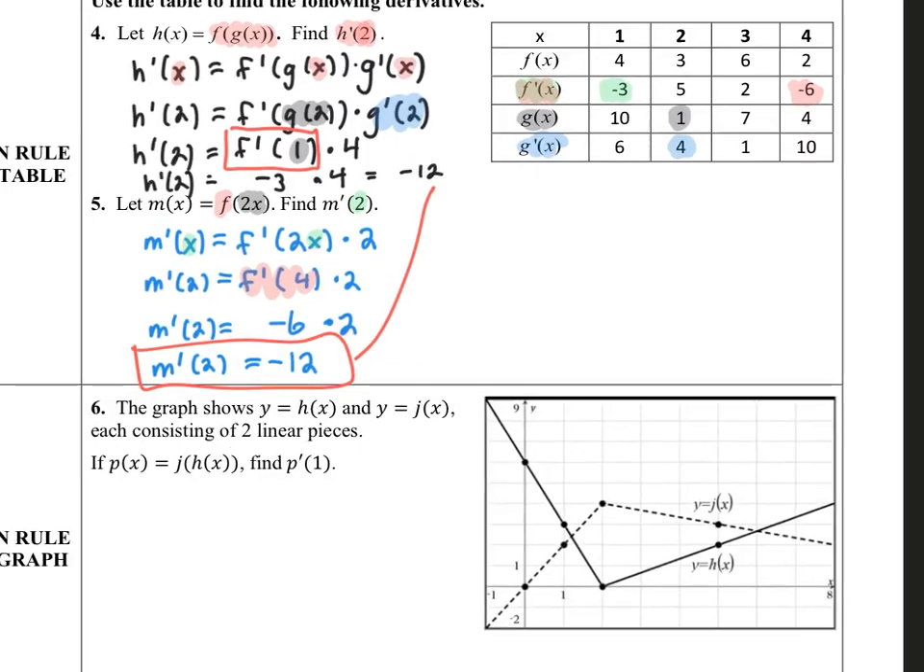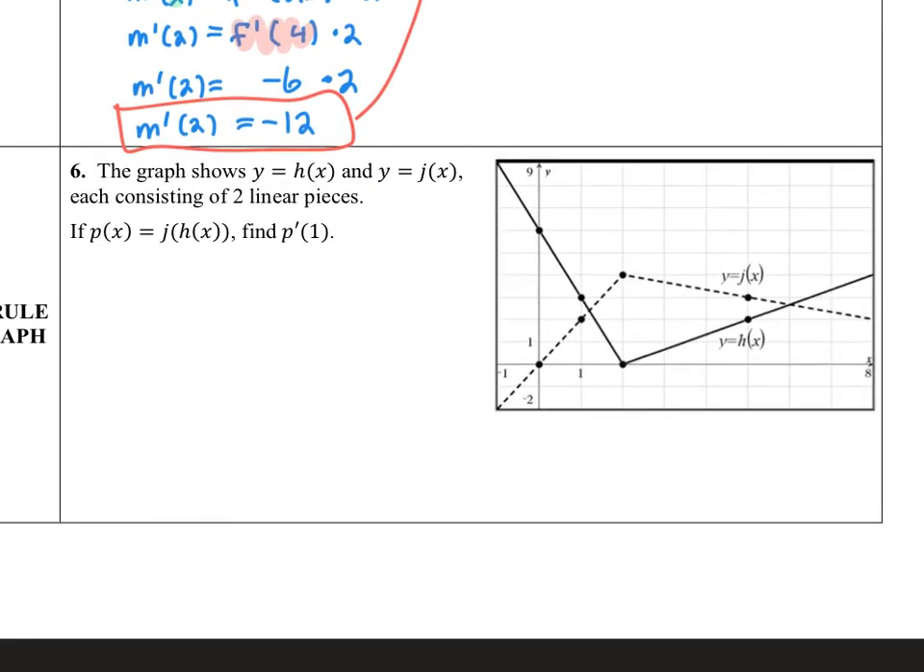And our last question type, we'll look at how you do this when you're given a graph of some functions. So again, when I look at this, I see that p of x is my function, and it's defined as a composite function. So h of x is my inside function, and j is my outside function. So before I even start thinking about what I'm going to do with this 1, I'm going to find p prime of x. Here is the derivative of the outside function, j prime. Leave the inside function alone, that's my h of x, times the derivative of the inside function.